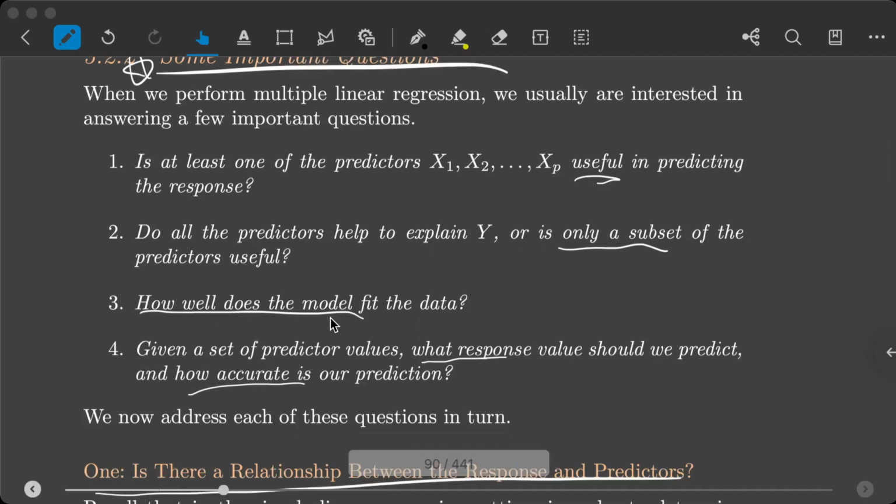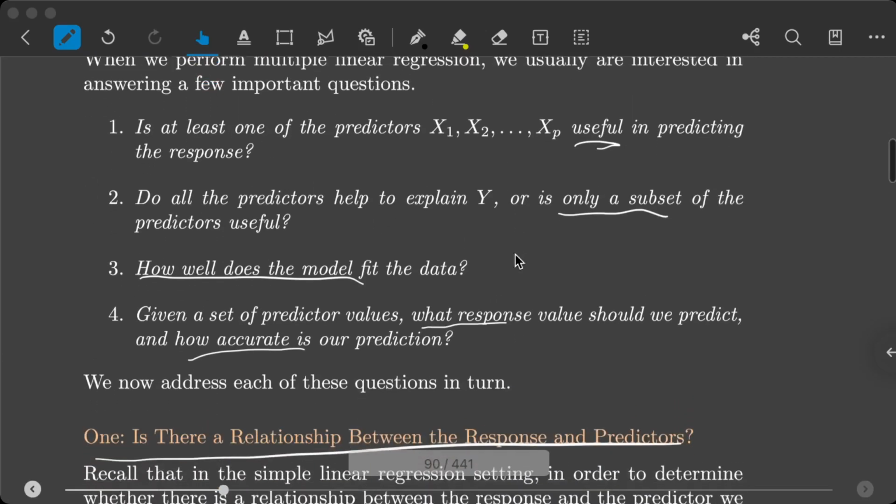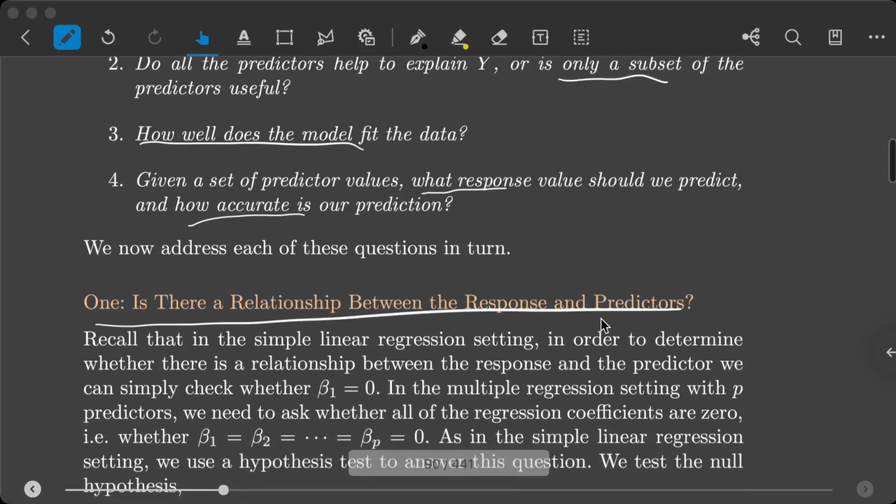And the third one is about the fitting, like how well does the model fit the data. The last one is about the prediction, like how accurate. We give a prediction, but we don't know whether it's accurate or not. Can we estimate this from the training data? So these are four important questions, and we will go through them one by one.